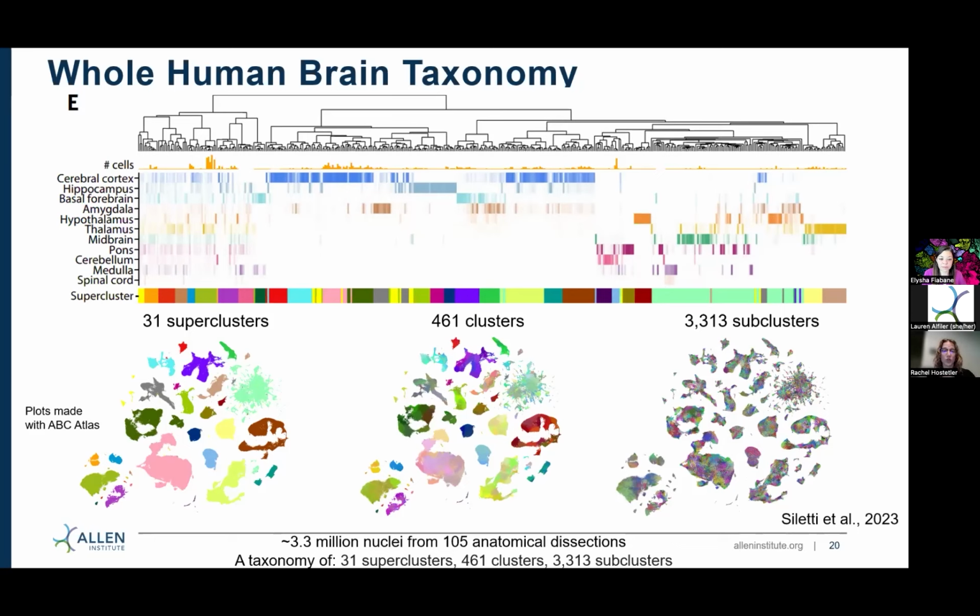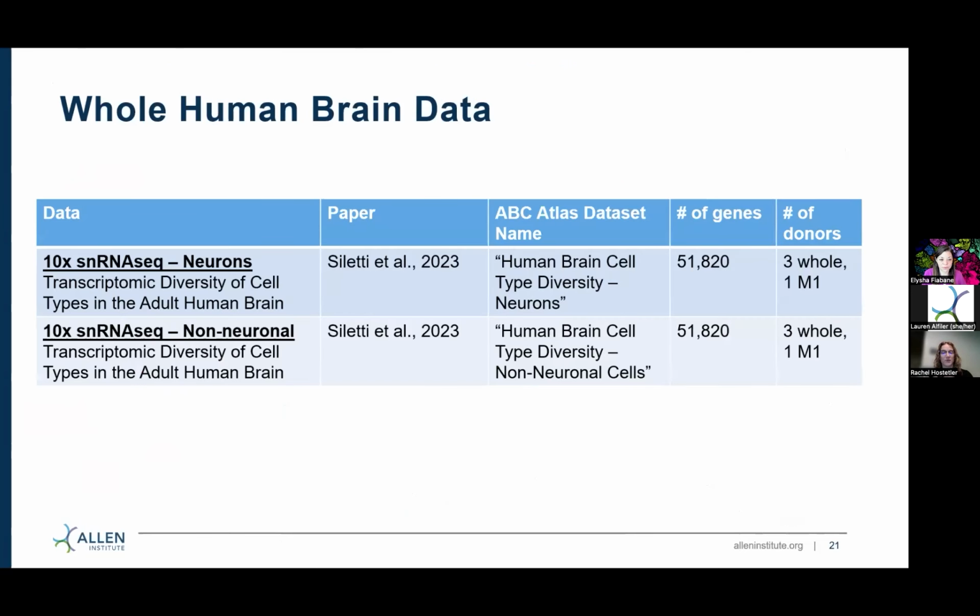And so in this whole human brain taxonomy, we have 31 superclusters, which is our highest level. And then we have 463 clusters below that. And then below that, we have 3,000 subclusters. And this was created with over 300 million nuclei from over 100 different anatomical sections. And here's more details about that data set.